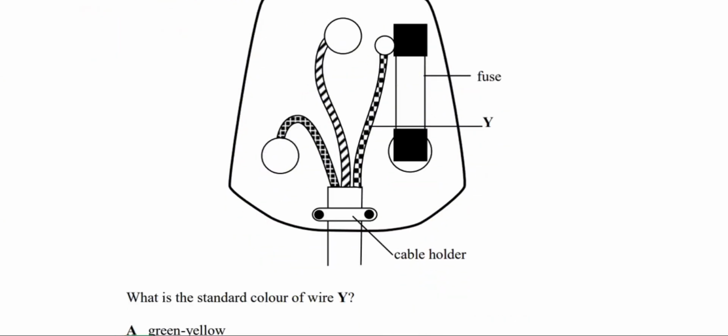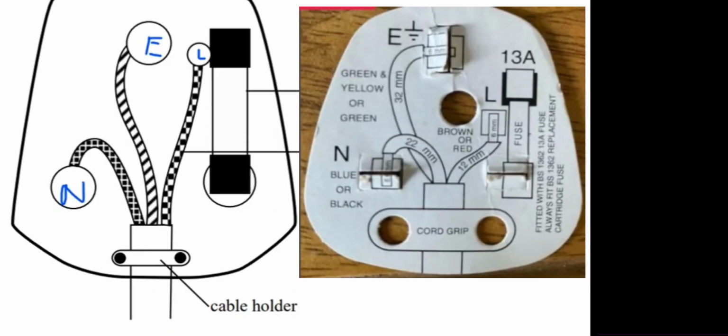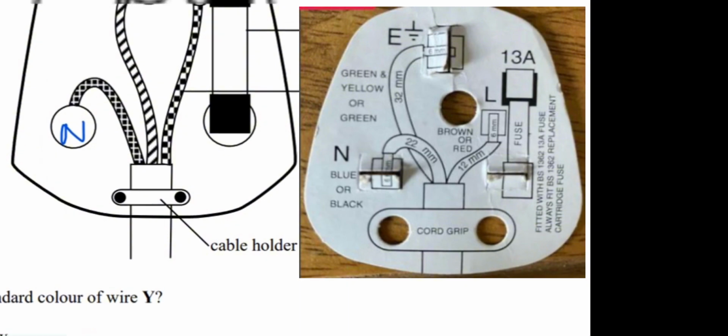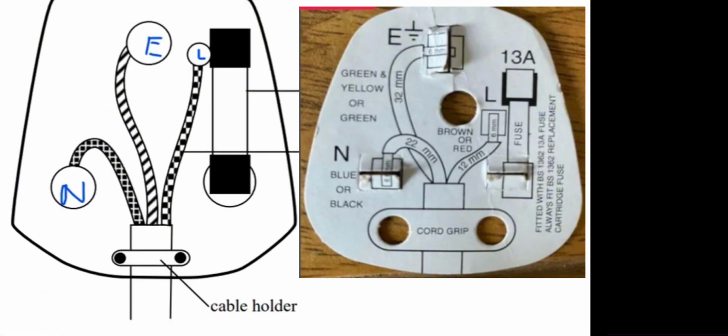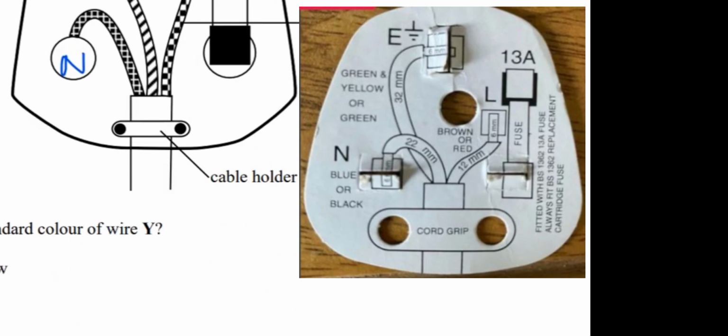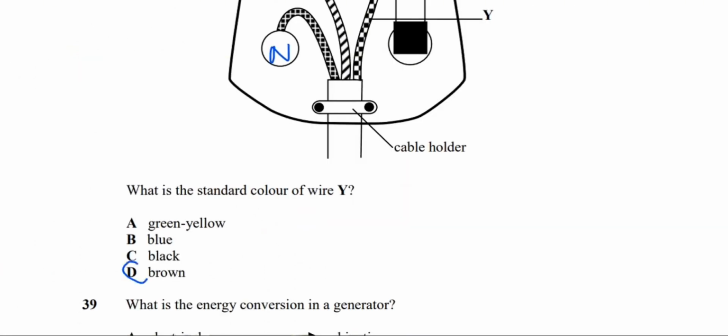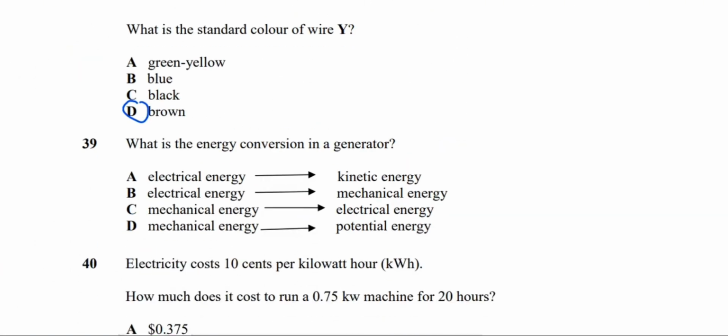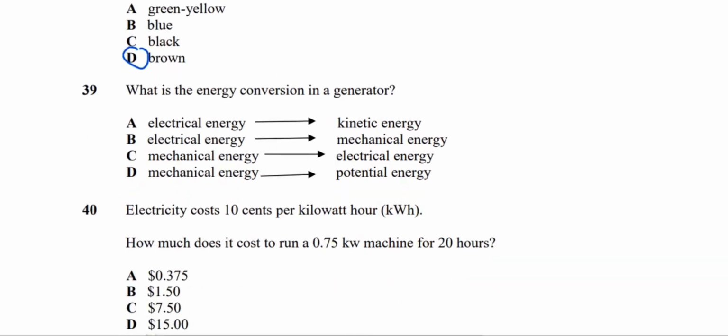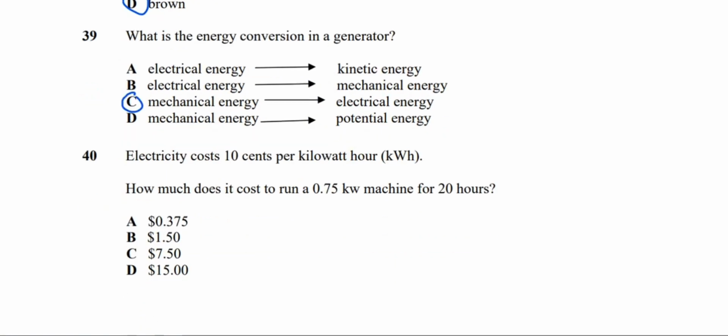The fuse is always connected to the live, so this one is the live wire, and the earth is the one which is in the middle, so this one is the earth and this one is the neutral. So what is the standard color of wire Y? The color Y is the live, so it's always brown. Earth is green-yellow, neutral is blue. Question 39. What is the energy conversion in a generator? A generator always converts energy from mechanical energy to electrical energy, which is C.